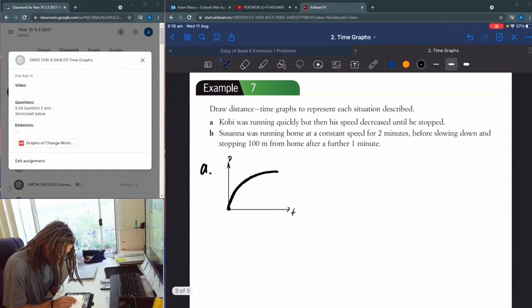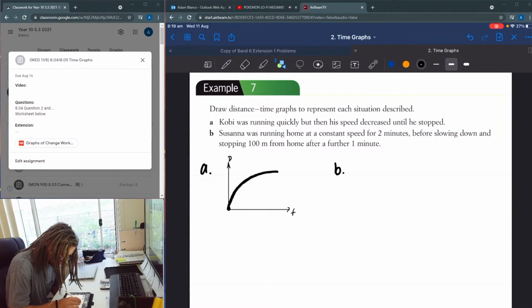Okay, and then B. Hope that music's not too loud, because it just felt like it got louder.